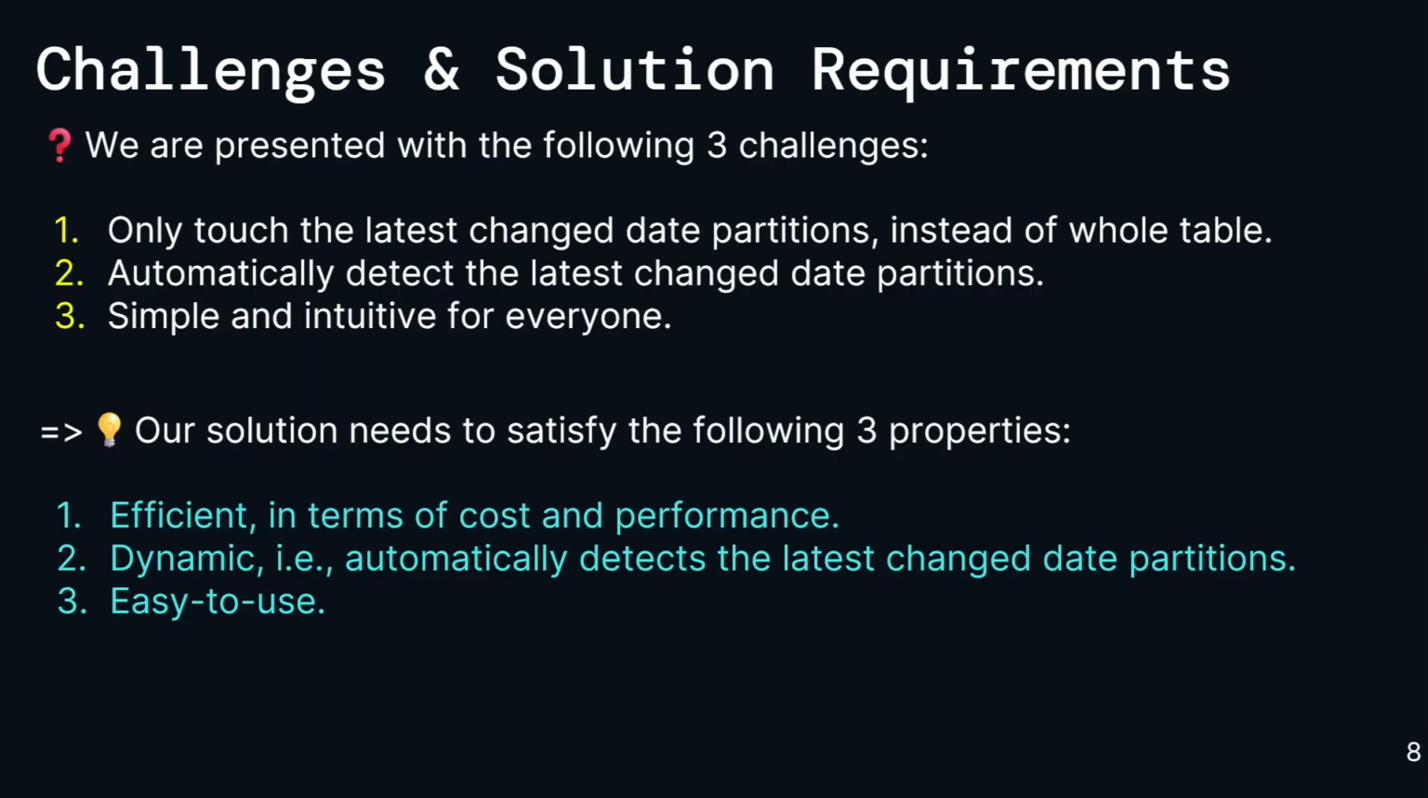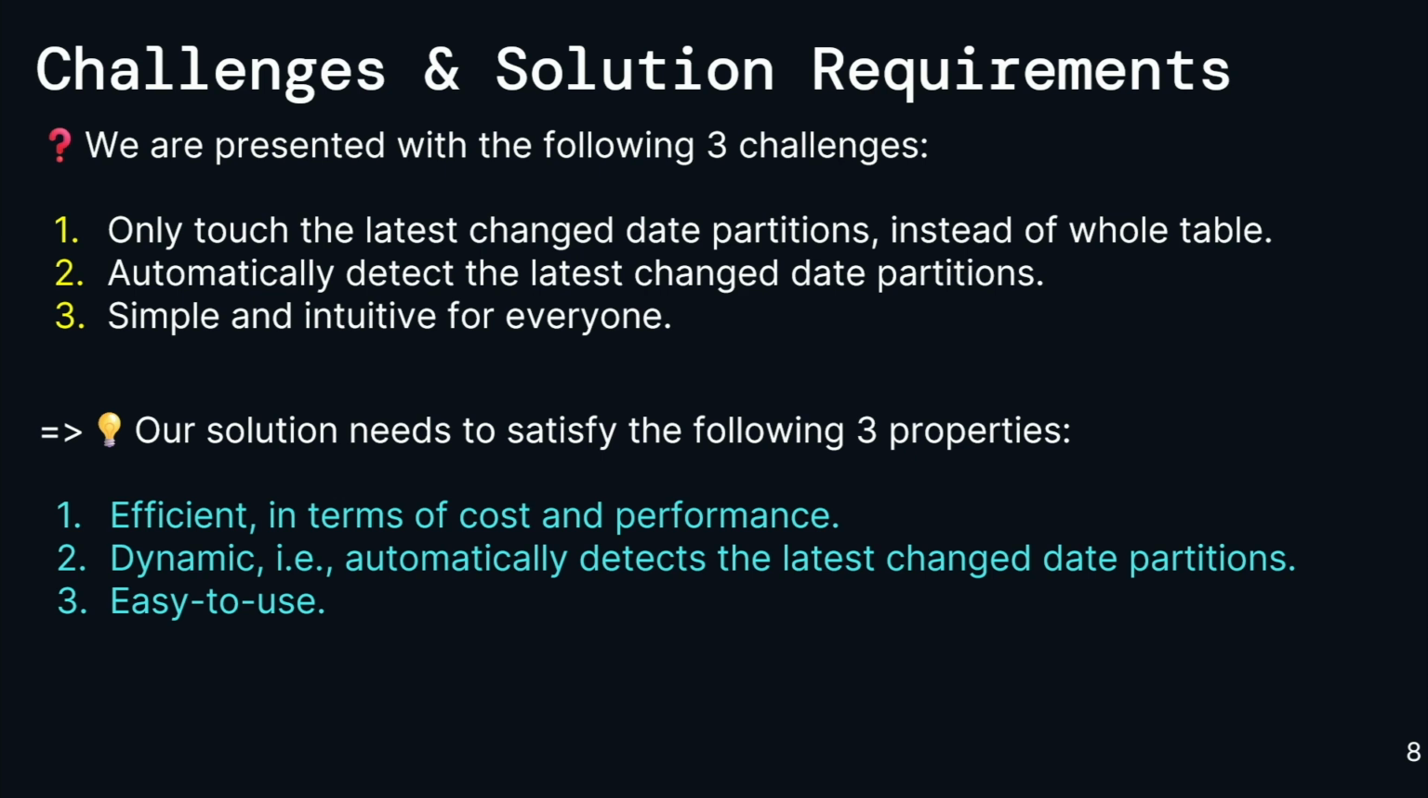Based on the example that we just showed, it looks like we are presented with the following 3 challenges for our solution. Number 1 is that our solution should only touch the latest change date partition instead of the whole table, because the history store sales table would be quite big. The second is that the solution should automatically detect the latest change date partition. And the third is that the solution should be simple and intuitive for everyone to use, not just PhDs in Databricks.